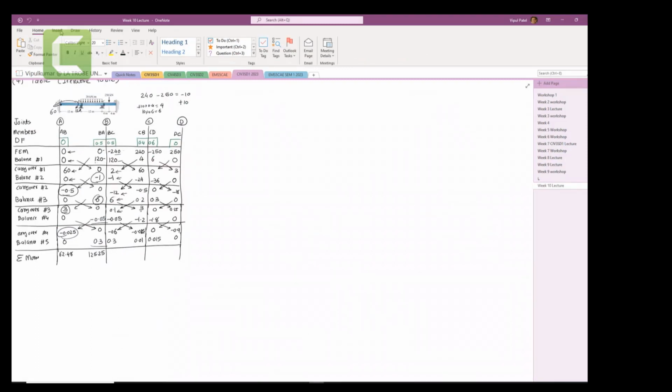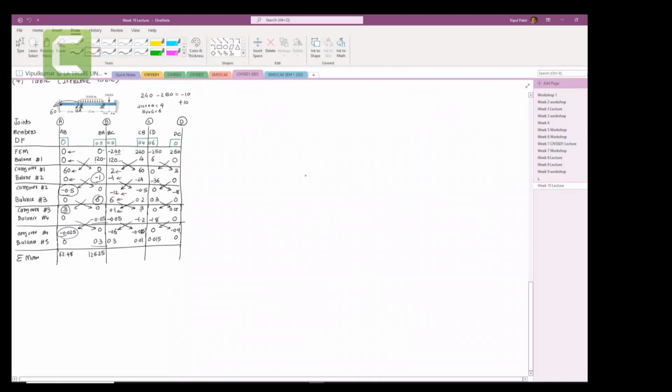Okay, initial moments. First, you get the initial moment. What was the initial moment here? You can see here. The initial moment is 0 minus 240. And that is minus 240. We just take it positive. We don't need to worry about minus sign or anything for calculating the error. Just take 240 as the initial moment. Now, when you have carry over 1, you have an unbalanced moment of 2.